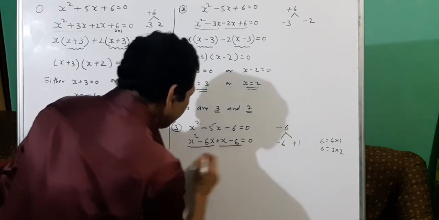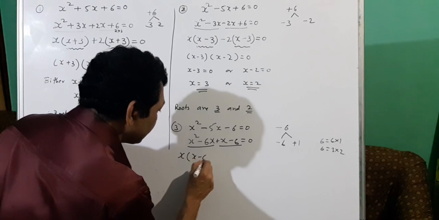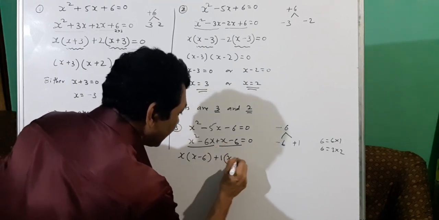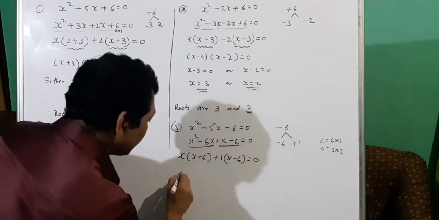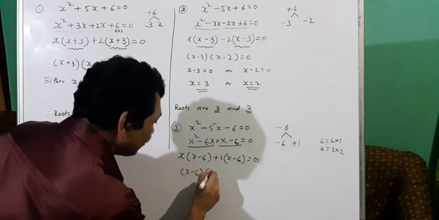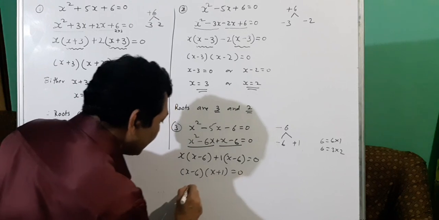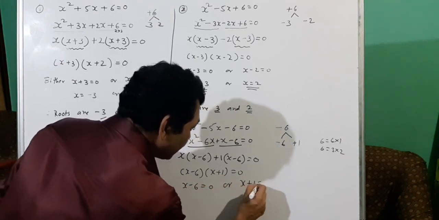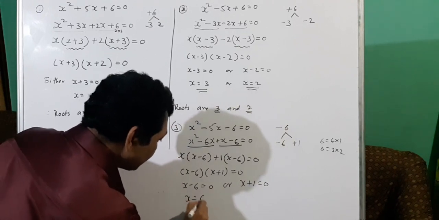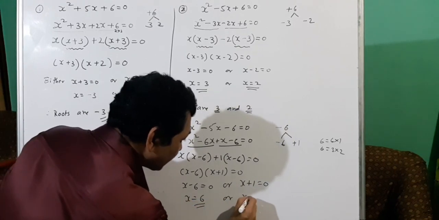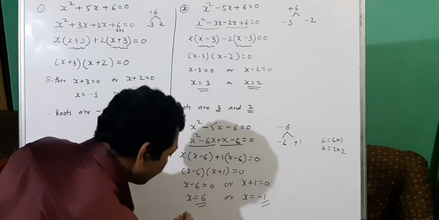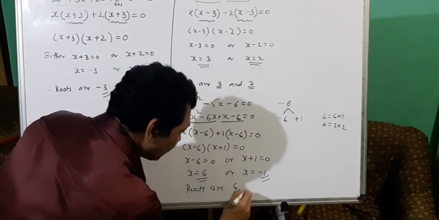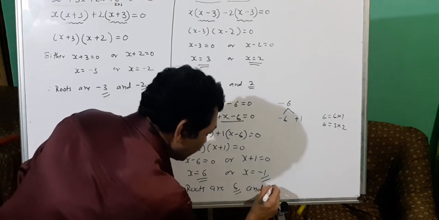Again grouping. So x is common, x minus 6. Plus 1, nothing is common, so I'm taking 1 as common. x minus 6 is equal to 0. And therefore x minus 6 is a common bracket into x plus 1 is equal to 0. And therefore x minus 6 equal to 0 or x plus 1 equal to 0. Therefore, x is equal to 6 or x is equal to minus 1. And therefore, roots are 6 and minus 1.